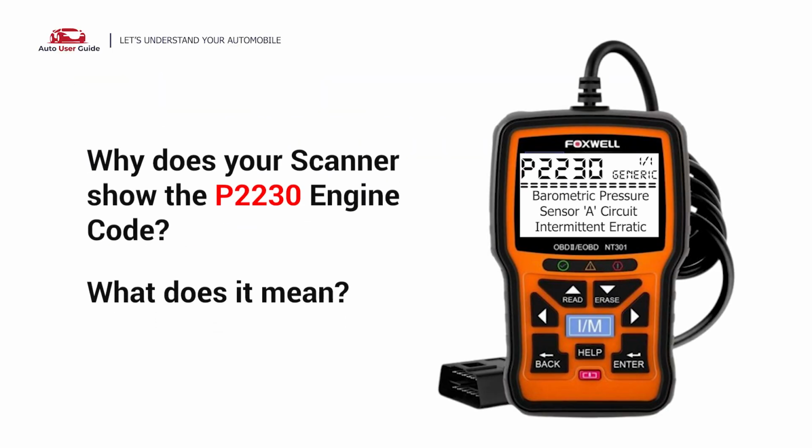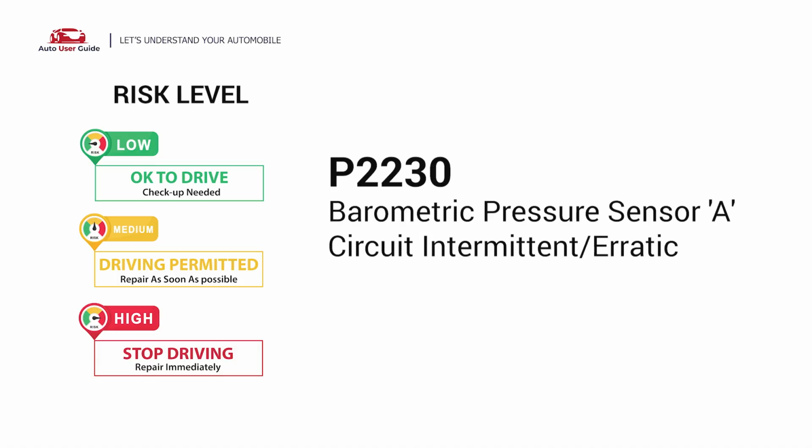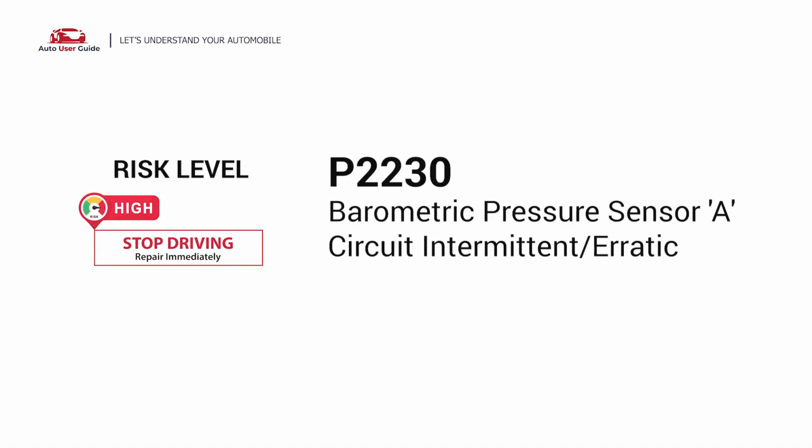Why does your scanner show the P2230 engine code? What does it mean? P2230 is a diagnostic trouble code for barometric pressure sensor A circuit, intermittent or erratic.